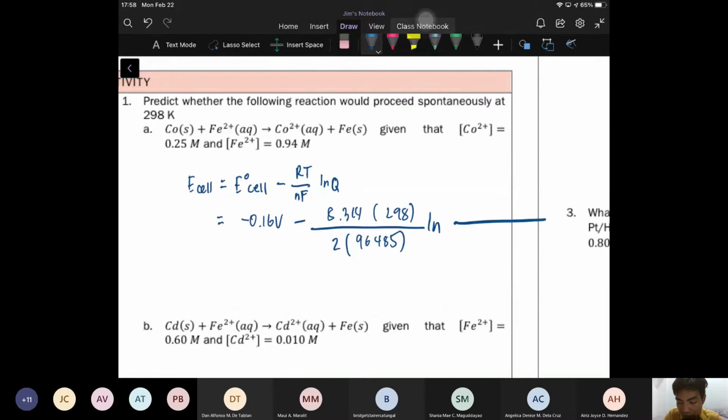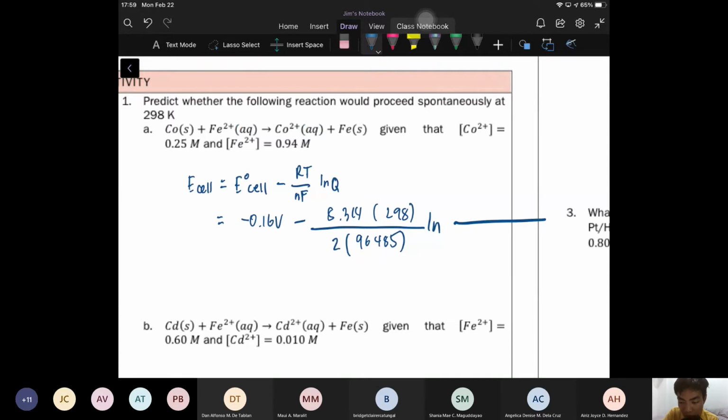Sabi ng GenChem, ang equilibrium constant ay concentration ng products over the concentration ng reactants. Anong may concentration? Ang may concentration ay yung AQ lang pati gas. So yung AQ pati gas yung ilalagay, yung solid hindi na isusulat. Hindi mo isusulat yung solid pati liquid. So that means yung AQ lang yung isusulat ko.